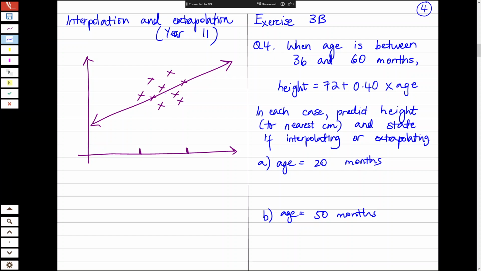We use the terms interpolation and extrapolation to distinguish between whether the prediction is within the range of the data and whether it's outside the range. So if you're within the range, it's interpolation. And if you are outside the range, it's extrapolation. Is that all right?